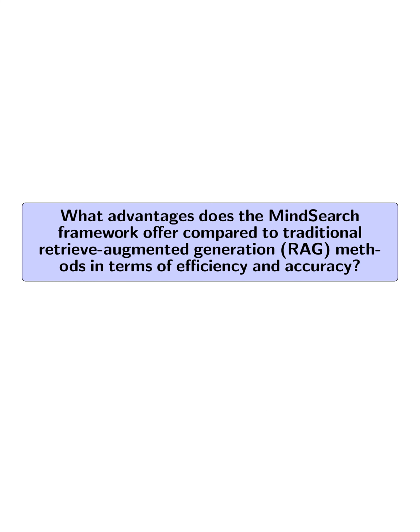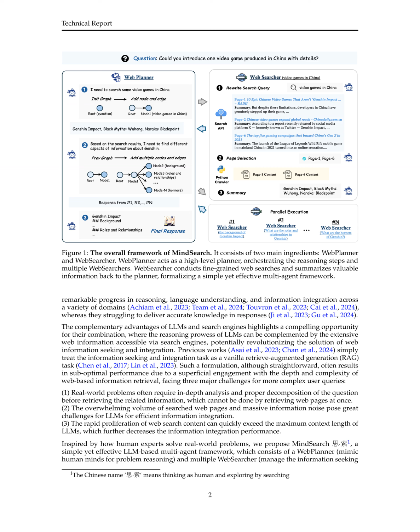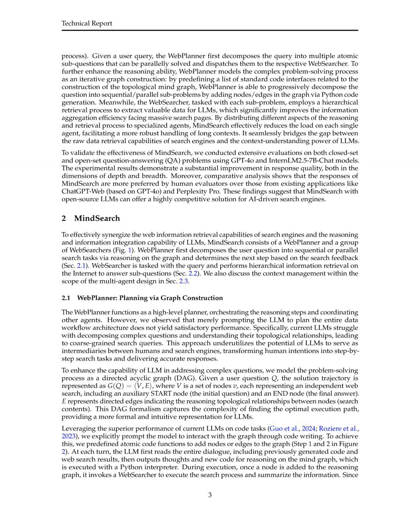What advantages does the MindSearch framework offer compared to traditional retrieve-augmented generation, RAG methods, in terms of efficiency and accuracy? The MindSearch framework offers significant advantages over traditional retrieve-augmented generation, RAG methods, by effectively addressing the complexities of information seeking and integration. Firstly, it employs a web planner that decomposes user queries into atomic sub-questions, allowing for parallel processing and more in-depth analysis, which traditional RAG methods often overlook.